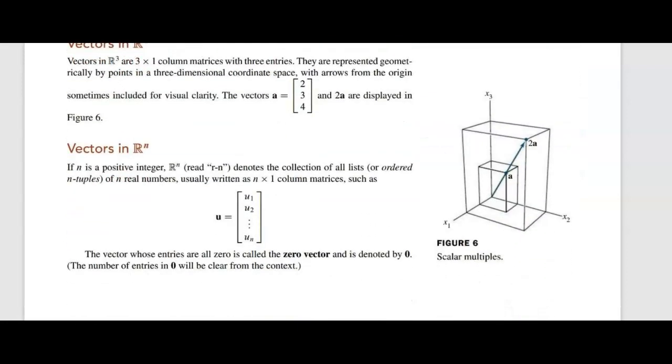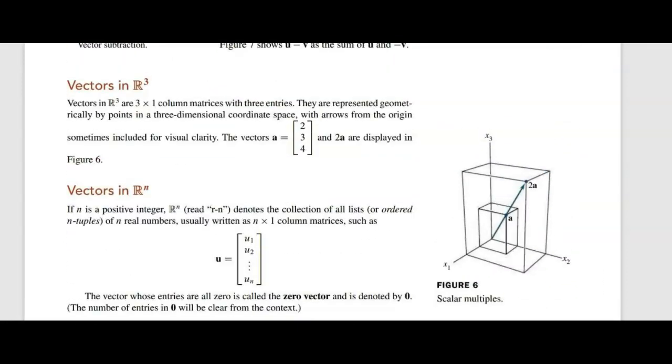Two other quick content things here. If we are in R3, then I want you to think of this as being an X, Y, Z plane. So the vector 2, 3, 4 means X equals 2, Y equals 3, Z equals 4, or you can think of this as the X1, X2, X3 plane. And so you can see here now in that 3D that there's my a vector here. Twice a would be that exact same direction, just twice the magnitude.